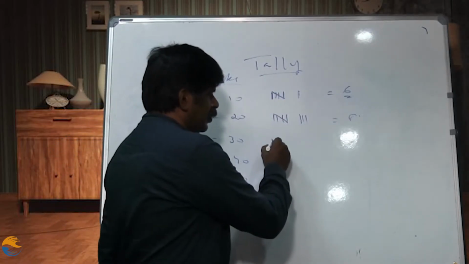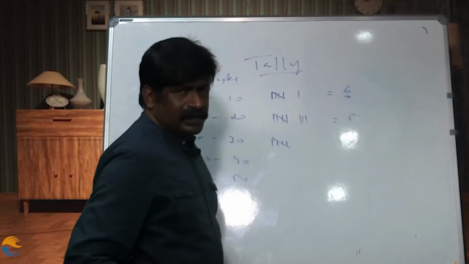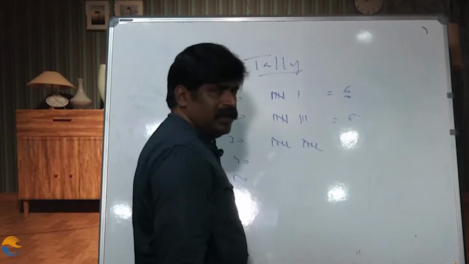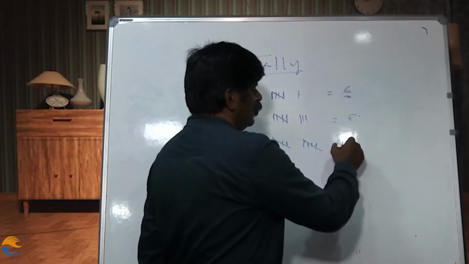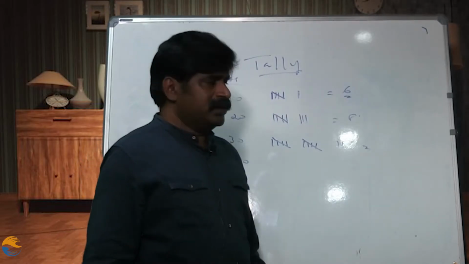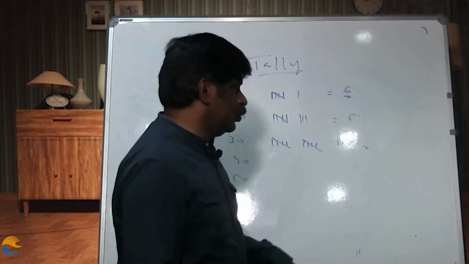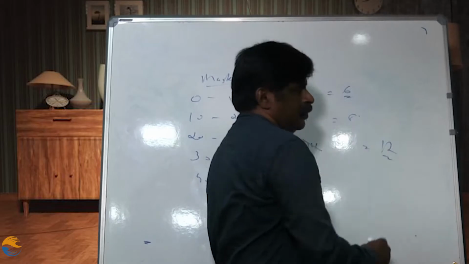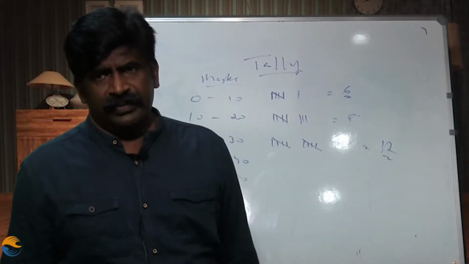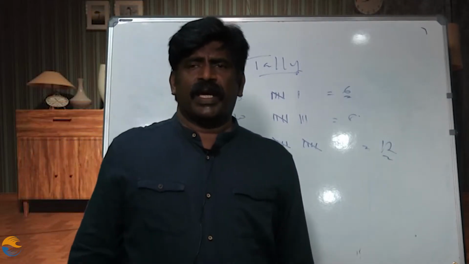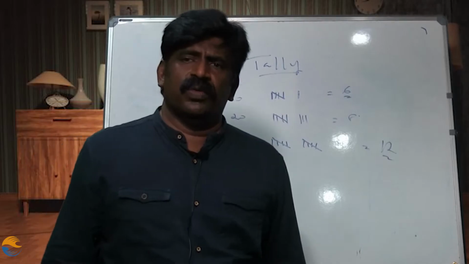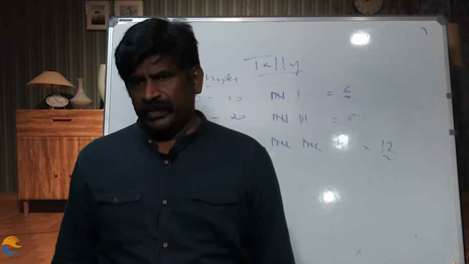In this way, here is 5 tally marks, another 5 tally marks, and then 2. We can easily total this. 5 plus 5, 10 plus 2, 12. So the calculation or presentation will be more easy. This is the use of tally marks in collection and presentation of statistical data.